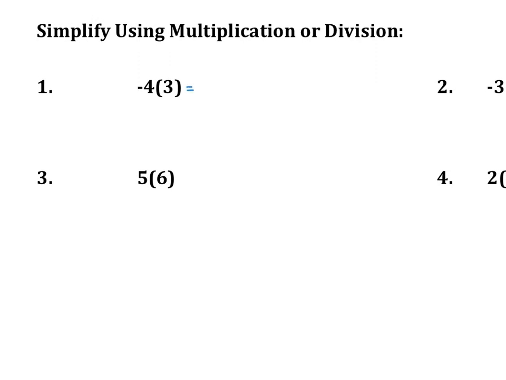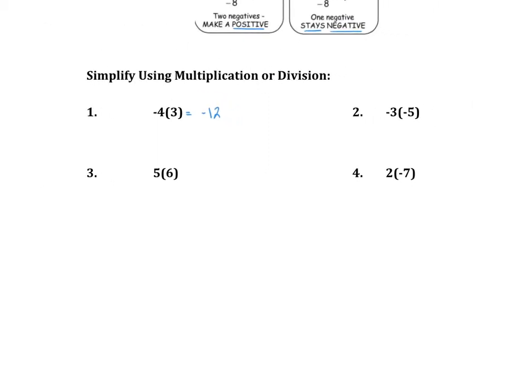-4 times 3, remember, if there's no sign in between, it means multiply. -12. Here we get 15. This would give you 30. And here this would give you -14. Let's check on the back.